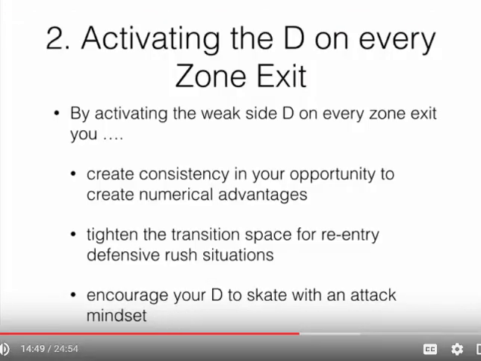So activating the D now on every zone exit is critical because we need to get consistency in our opportunity to create numerical advantages. If the D jumps once a game, the odds of us being able to recognize that and hit the girl and be able to find her in that transition play is not going to be very good. But if she's there all day and every time the play is coming up, there's going to be lots of opportunities for us to take advantage because the consistency creates the advantage.